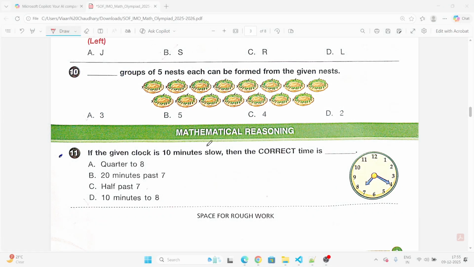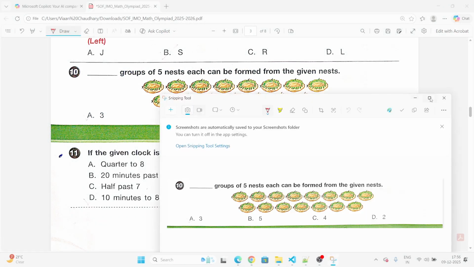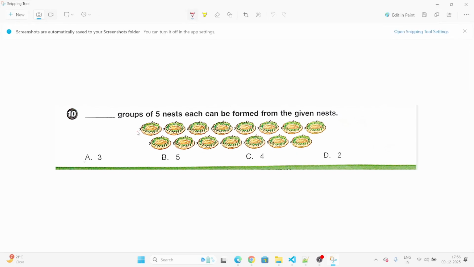Now we'll make the groups. Here is the first group, here we have the second group, and here is the third group. How many groups do we have? We have taken 5 nests in each group. See, 1, 2, 3, 4, 5, 1, 2, 3, 4, 5, and 1, 2, 3, 4, 5. So there are 3 groups, right? So the answer is 3.